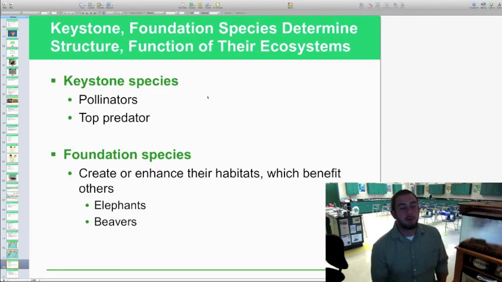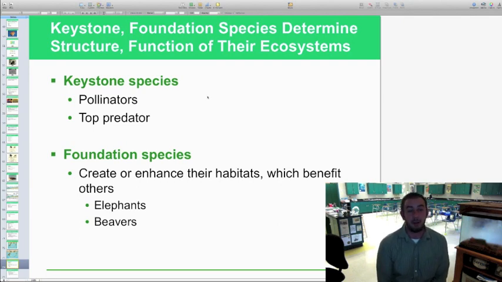All right, keystone species, going back all the way to the American alligator, a keystone species and a foundation species. We're going to look at the difference between those two and also what they have in common. A keystone species are usually your top predator. They keep everything else in check. They allow everything to keep going the way it's going and keep a nice flow within the ecosystem.